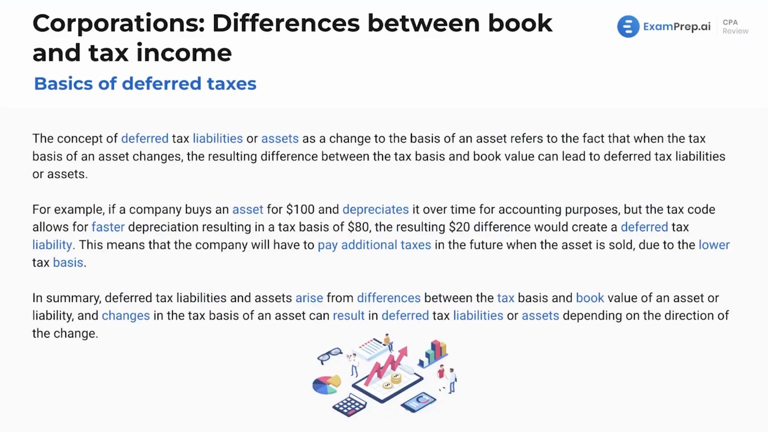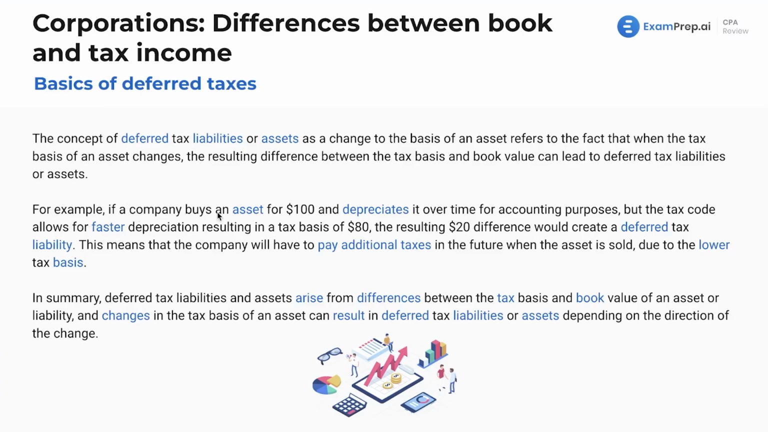The concept here is just dealing with, again, the basis of an asset change, dealing with depreciation, dealing with all of those other differences. Now, you're generally, as a company, always going to have either a deferred tax asset or liability in your balance sheet, and it could change year to year. It just depends on these calculations.